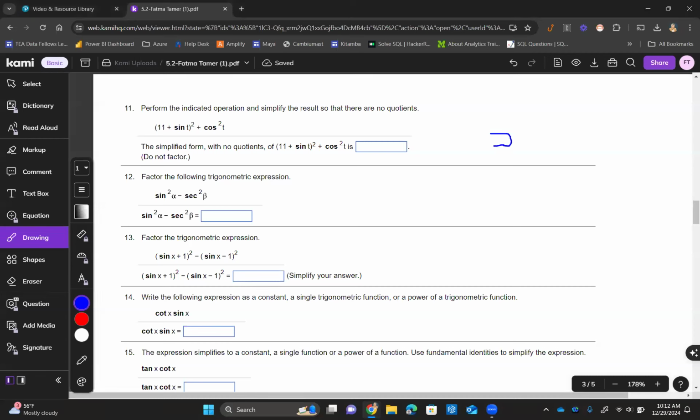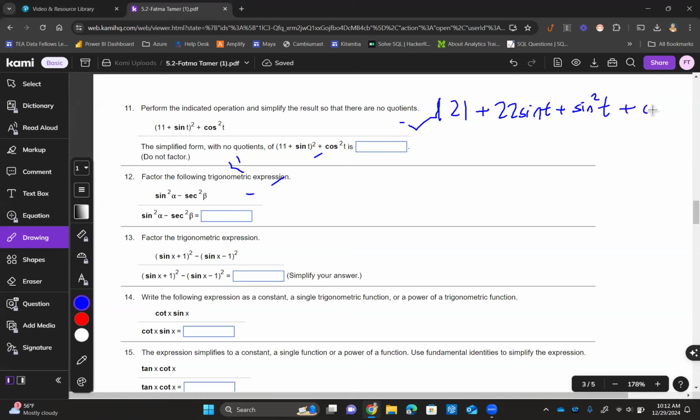So 11 squared is 121. Plus, and then 11 times sine of theta is just 11 sine of theta, but I need to double them, so it gives me 22 sine of theta. Plus, sine of theta squared is just sine squared theta. That's what I get when I expand the first parenthesis.